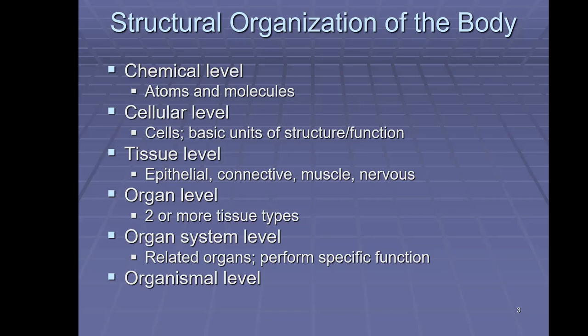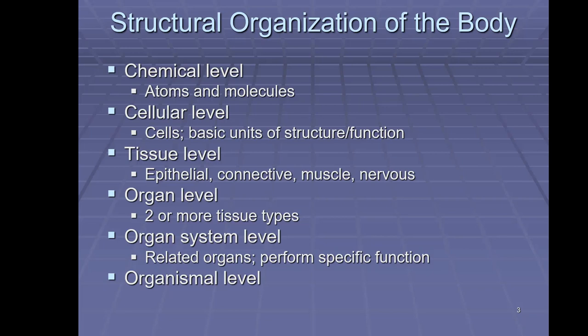Cells get together and form tissues. Tissues are a group of cells working together, and there are 4 types of tissues in the human body. They are epithelial, connective, muscle, and nervous. That's it. Those are the only 4 tissues in the body. Everything else can fall into one of those tissues.